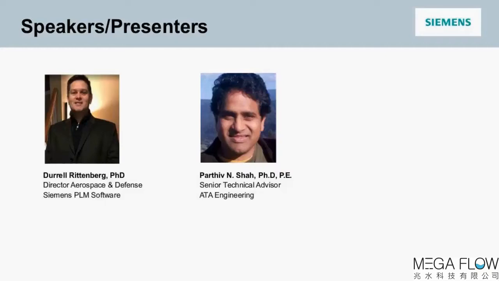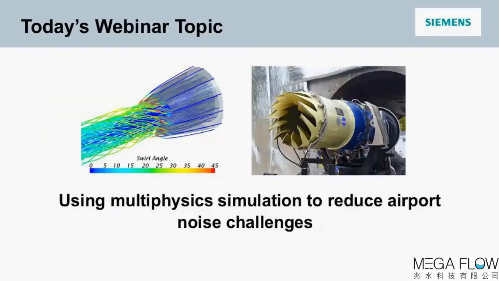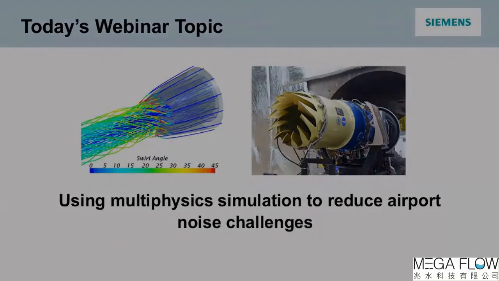Prior to ATA, he also worked for around 5 years at Pratt & Whitney in Connecticut in diverse disciplines related to aircraft engines. He holds a BS in aerospace engineering from the University of Virginia, an MS in mechanical and aerospace engineering from Rutgers, and a PhD in mechanical engineering from MIT. Okay, so without further ado, I'm going to hand things over to our first speaker today, Darrell Rittenberg.